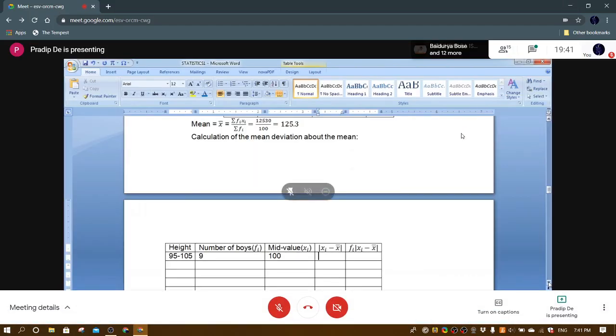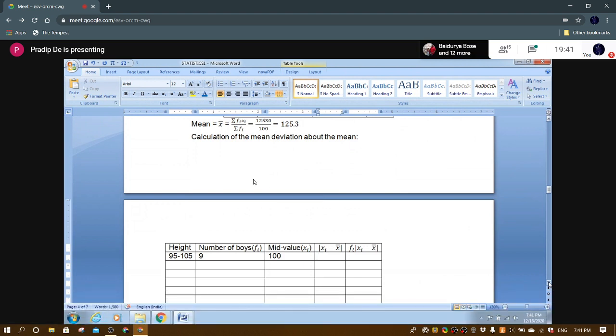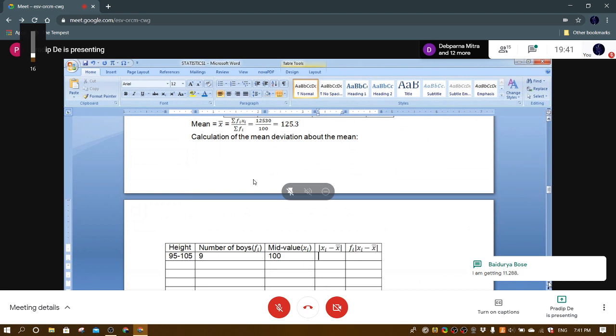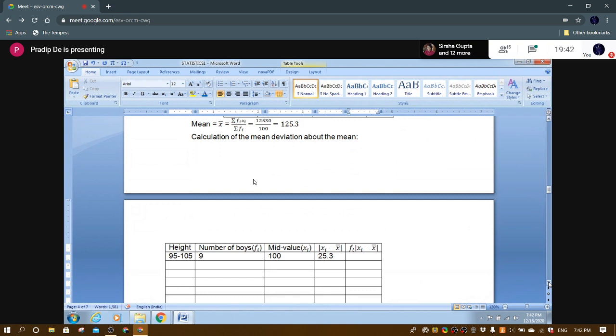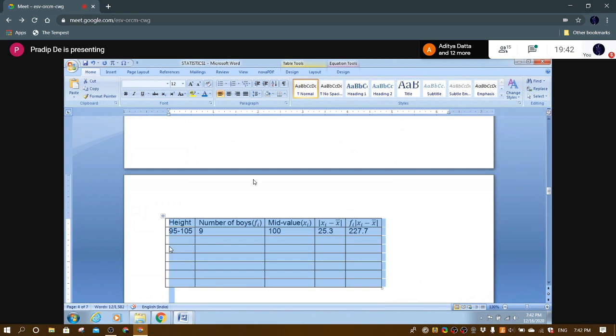This way, enter the values. Mod of xi minus x bar, where x bar is 125.3. This will be 25.3, multiplied by the frequency, 227.7. This way you have to complete the table. I'm not writing all the values. Find out, and it will be the answer.